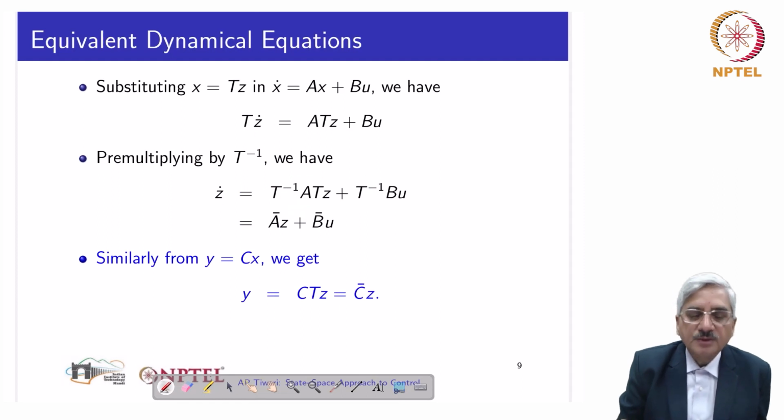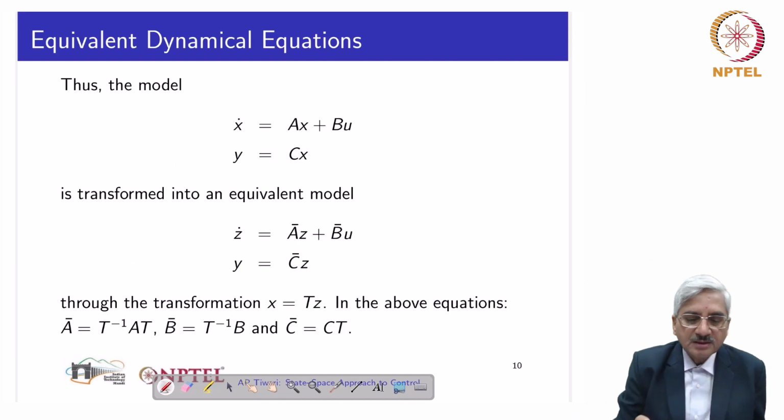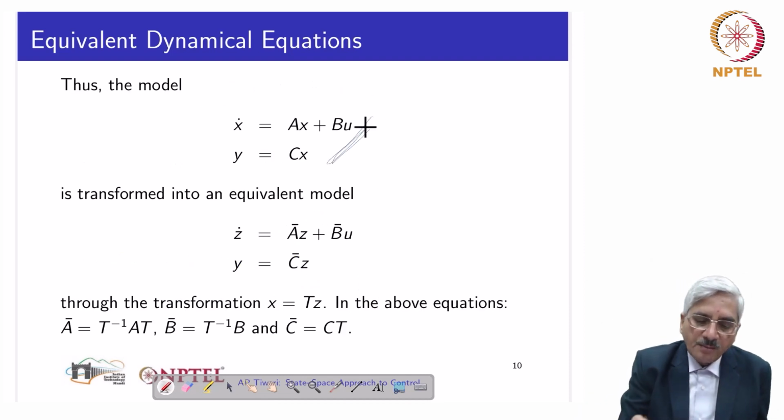Similarly, in the output equation, we substitute Tz in place of x. So we get y equal to CTz, and we denote CT by C bar. So we get y equal to C bar z. In the new representation, the system matrix is A bar, the input matrix is B bar, and the output matrix is C bar. The state is z. In the original representation, the state is x, and the matrices are respectively A, B, and C.